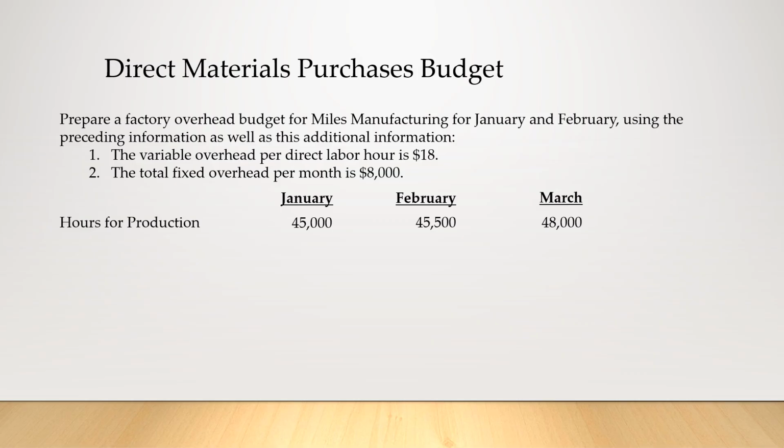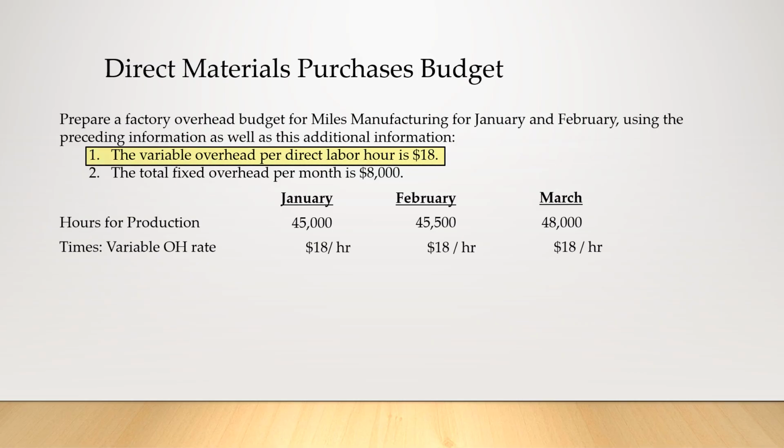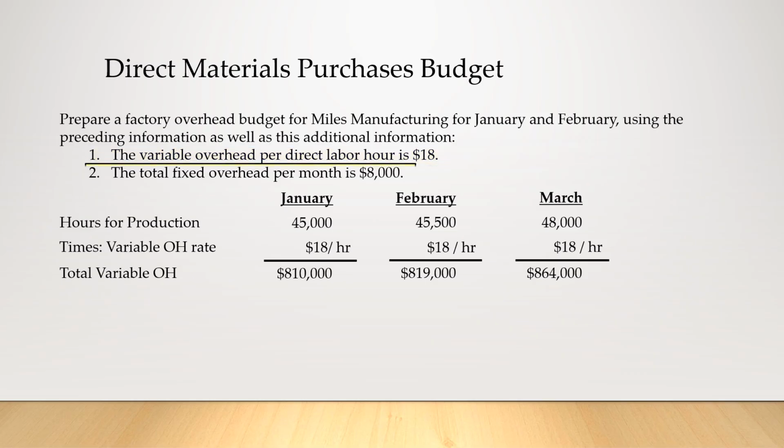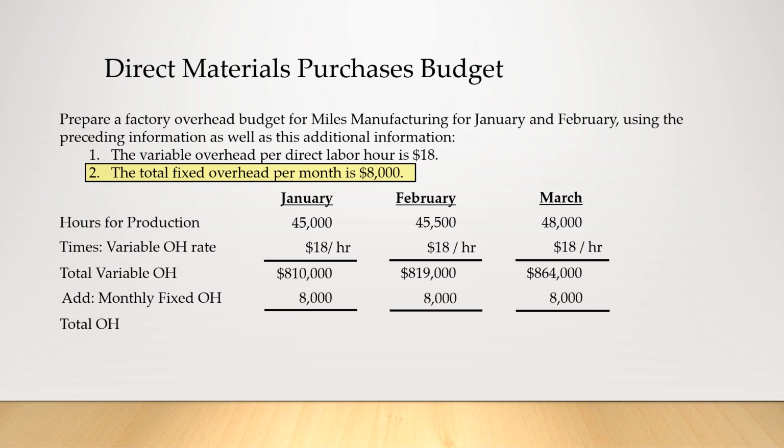So multiply those hours by the variable overhead rate, and the total variable overhead will be $810,000 for January, $819,000 for February, and $864,000 for March. Total fixed overhead is provided as a single monthly amount of $8,000. Add that number to total variable overhead for the month, and the sum is total overall overhead.